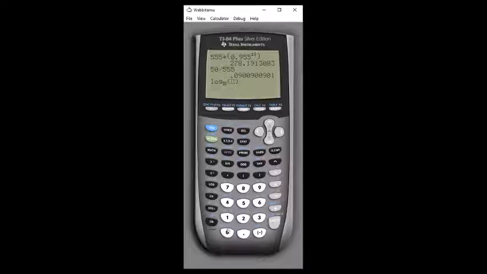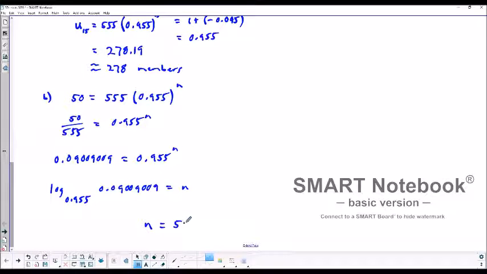Okay, so the log base, and the base was 0.955, and then I go over into the bracket, and then substituting in 0.09009009. Okay, and I'll go outside the bracket, press enter, and we get 52.275, I suppose, 52.275. All right, so I'll go back to the smartboard, and n is 52.275, or approximately equal to 52 years.